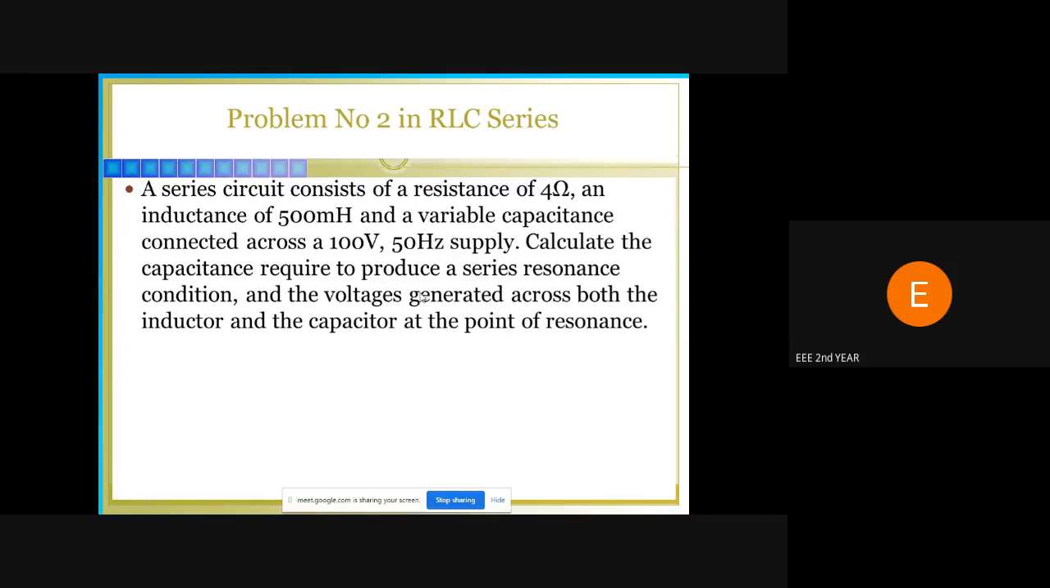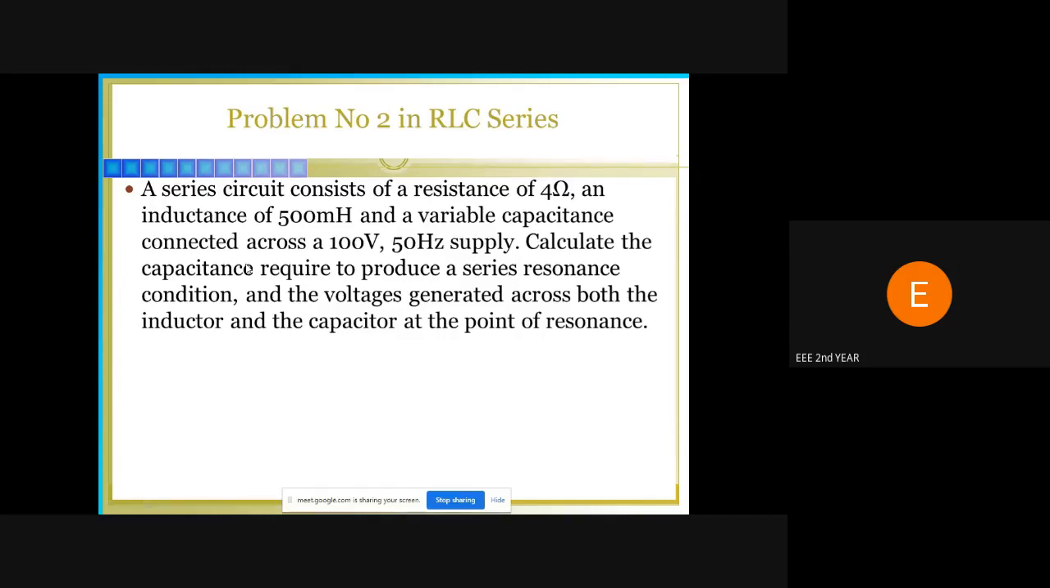So the next problem is a series circuit which consists of a resistance of 4 ohm, an inductance of 500 millihenry, and a variable capacitance, connected across a 100 volt and 50 hertz supply. Calculate the capacitance value required to produce a resonance condition and the voltage generated across both the inductor and capacitor at the point of resonance.